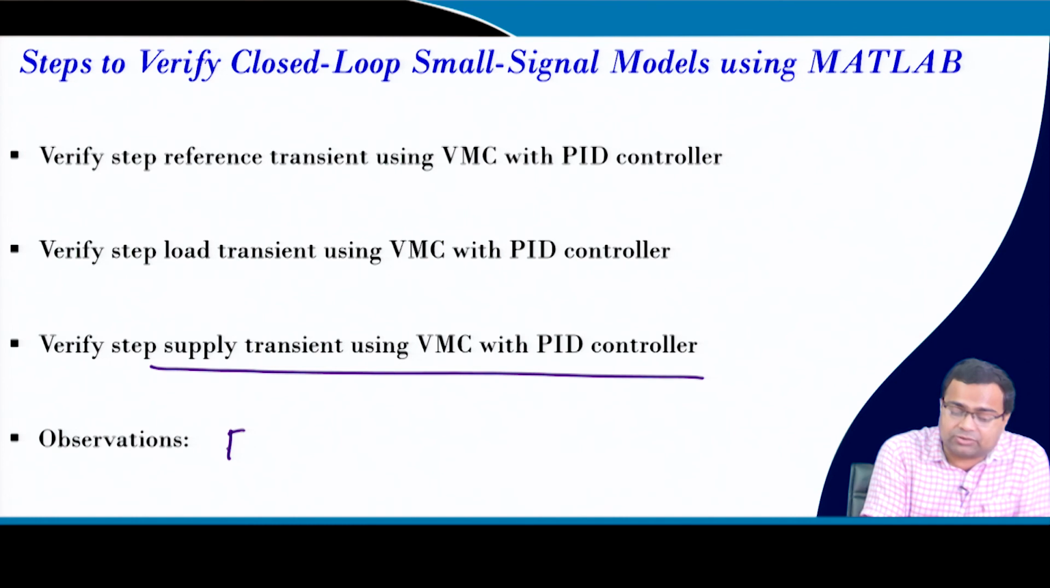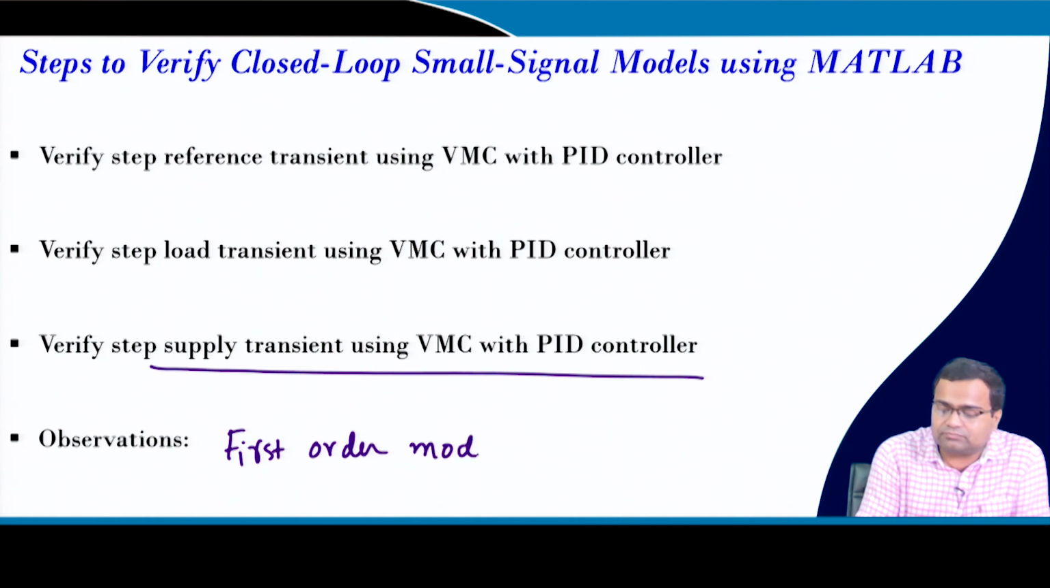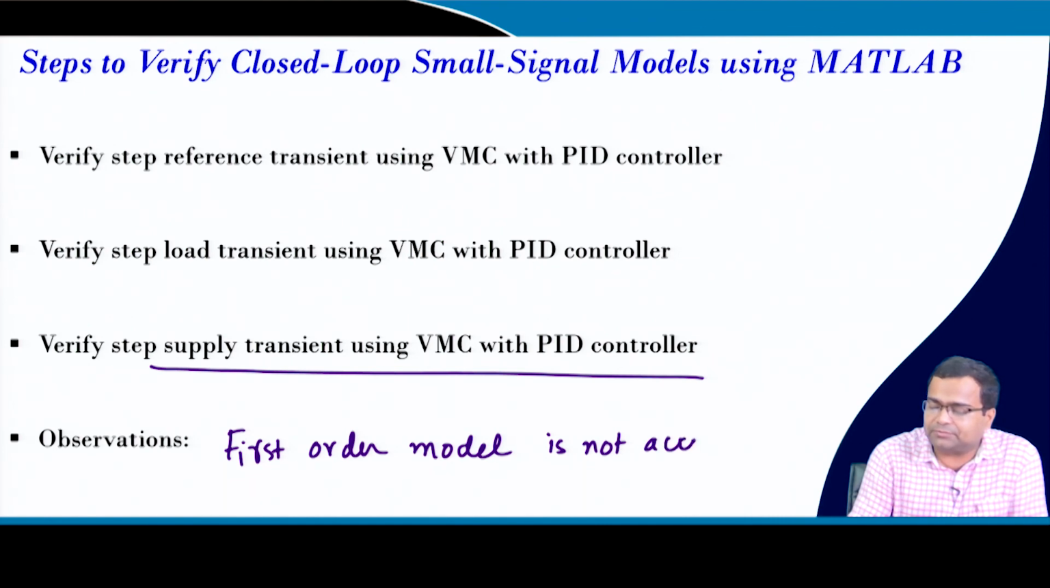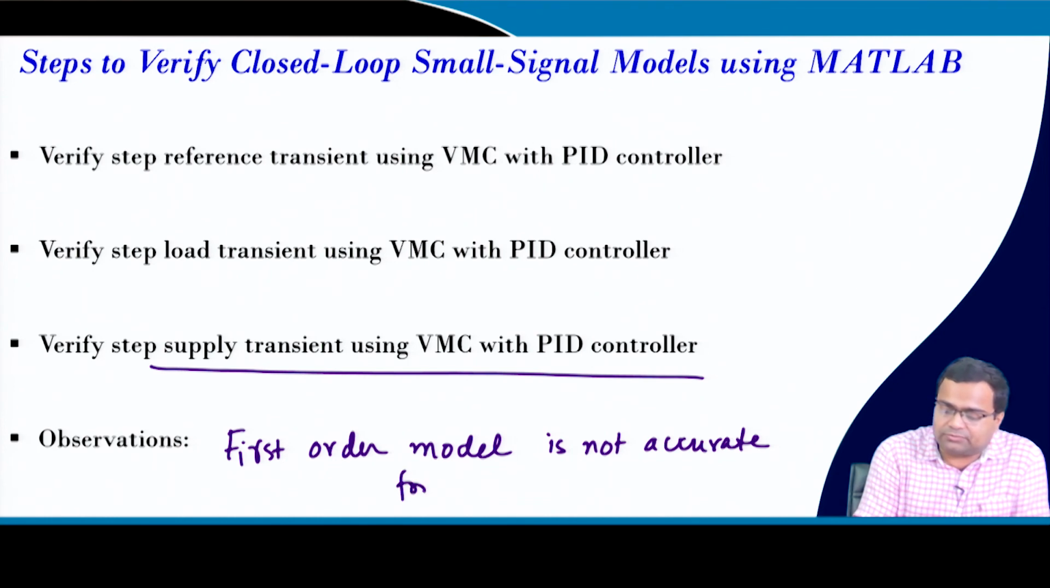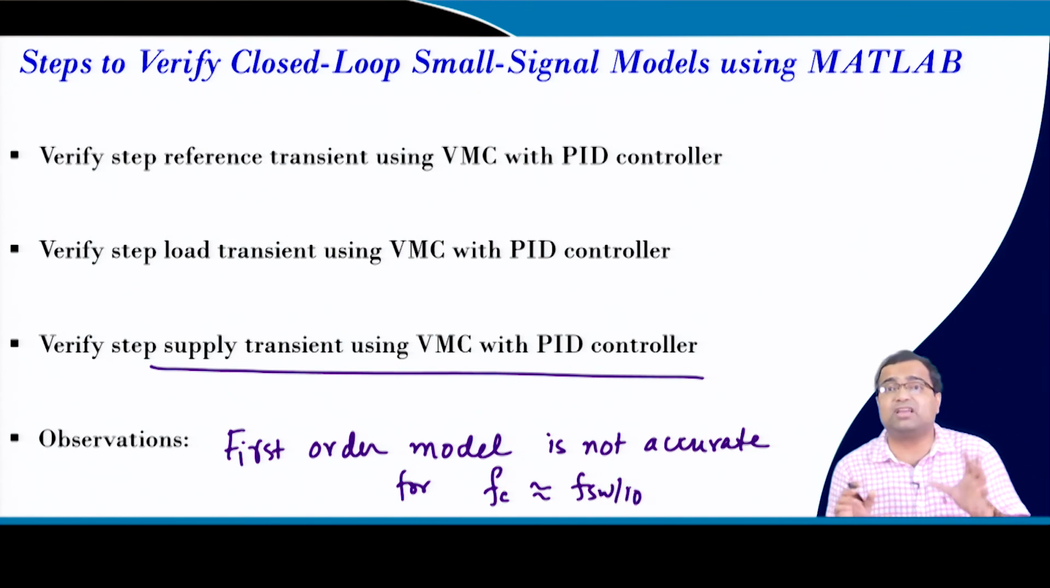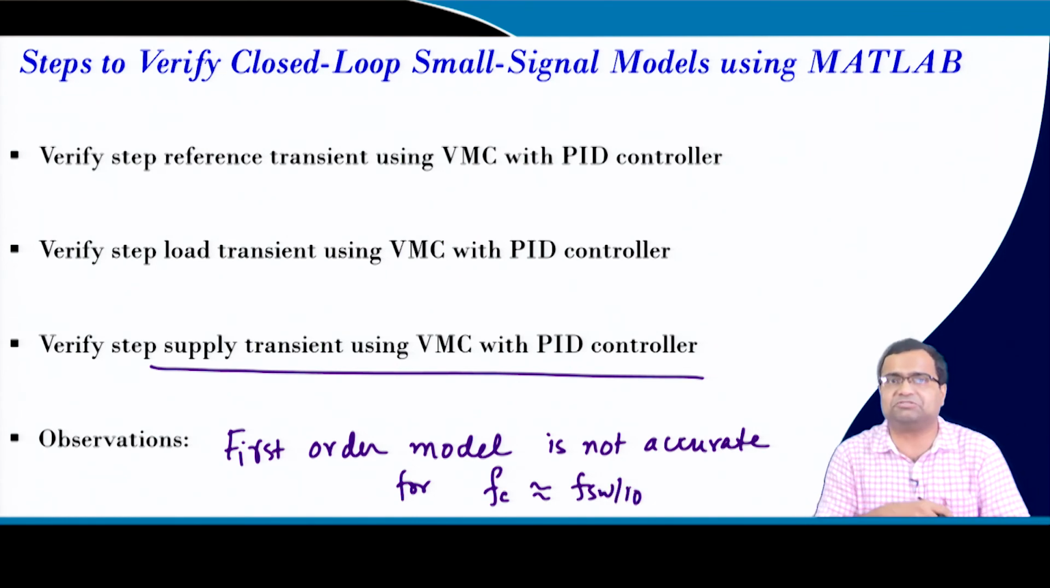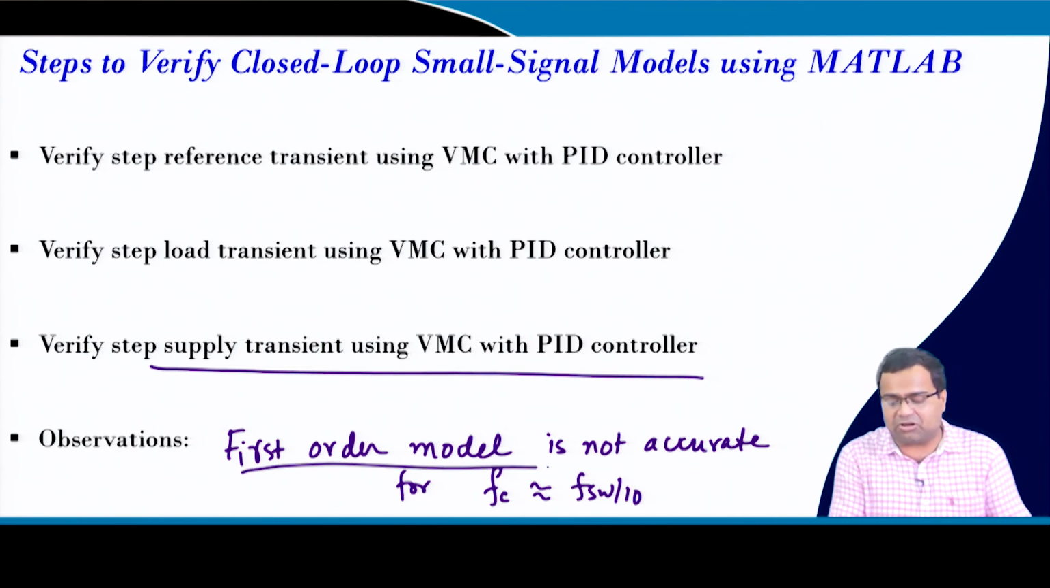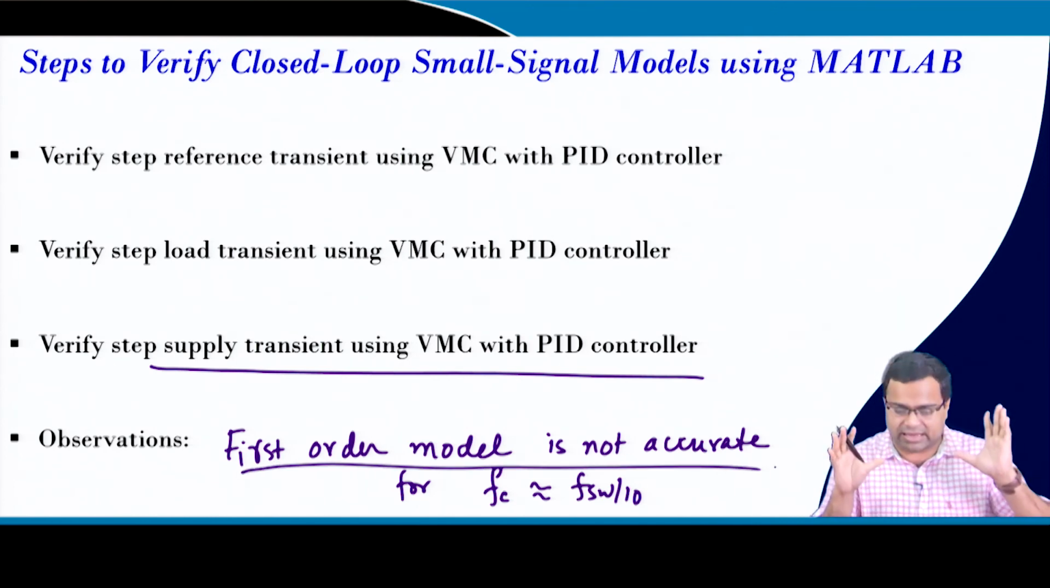the first order model is not accurate for cutoff frequency roughly around FSW by 10, and we are familiar with this, that means 1/10 of the switching. So, first order model is not matching. So, this may not be a good way to design.